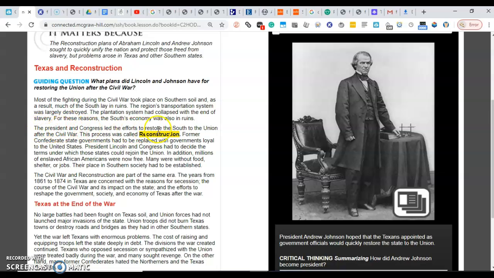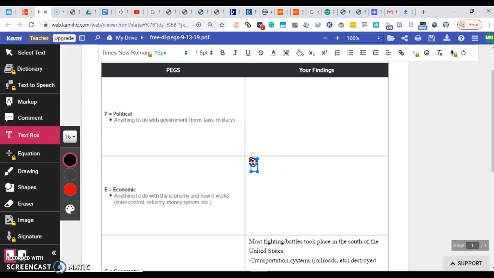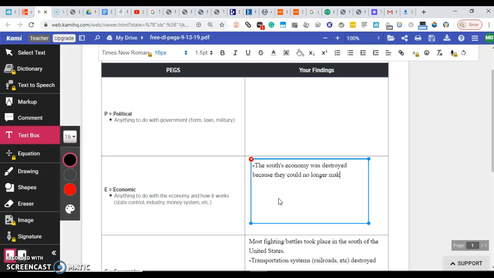The President and Congress led the efforts to restore the South to the Union after the Civil War. This process was called Reconstruction. So again, we're going to go up here. We're going to put a text box. You don't need to know this for yourself. You're going to have this to write with. I'm going to put here that in the economic, the South's economy was destroyed because they could no longer make money using free labor. Okay, so it was much more expensive.